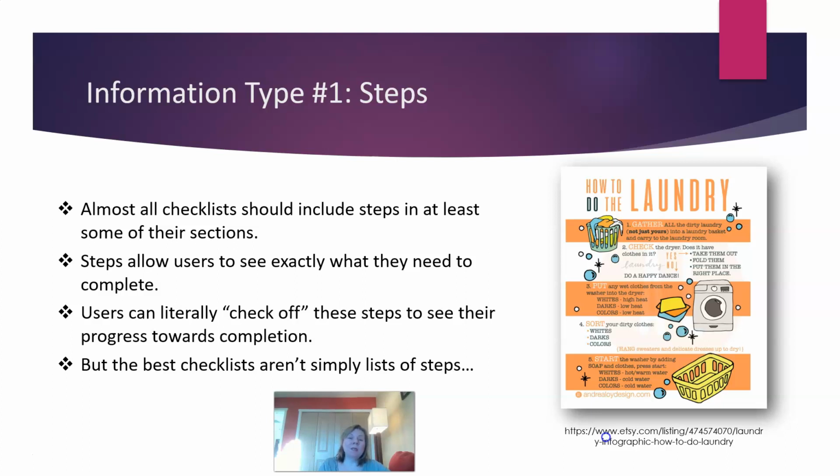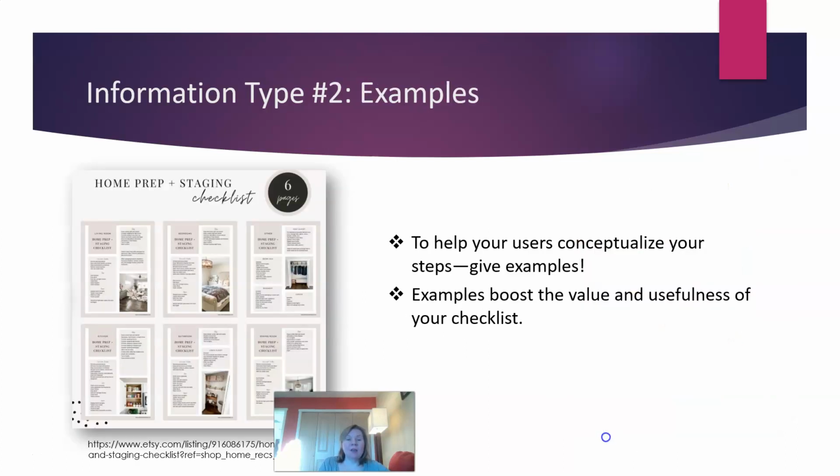But in many cases, the best checklists aren't simply just lists of steps. They can also provide examples. They can help people make decisions. So for example, this is a home prep and staging checklist if you want to prepare your house for sale. And what I really like about this is that it does include little pictures as well. And so you go through the checklist and then you can also see the visual example. And that makes it really more useful and more valuable to the person who needs to use that information.